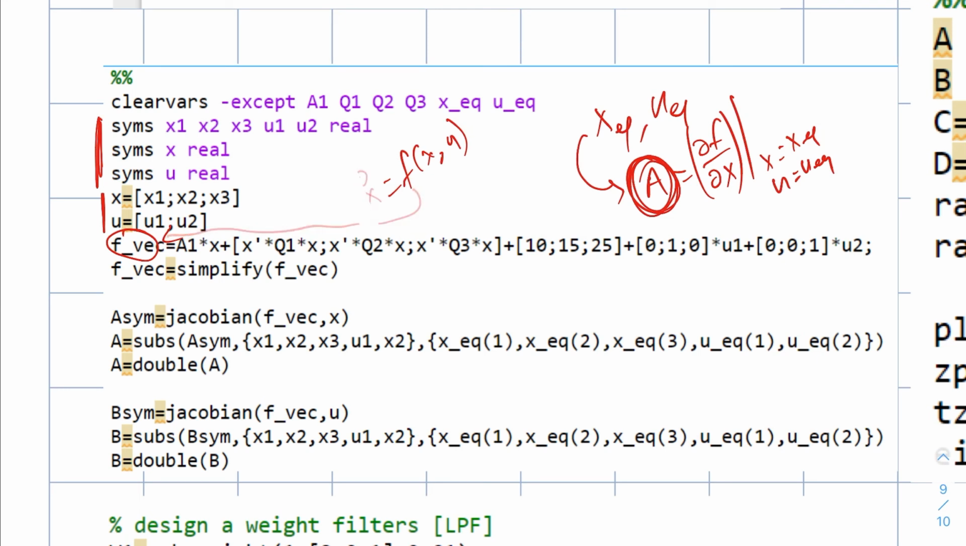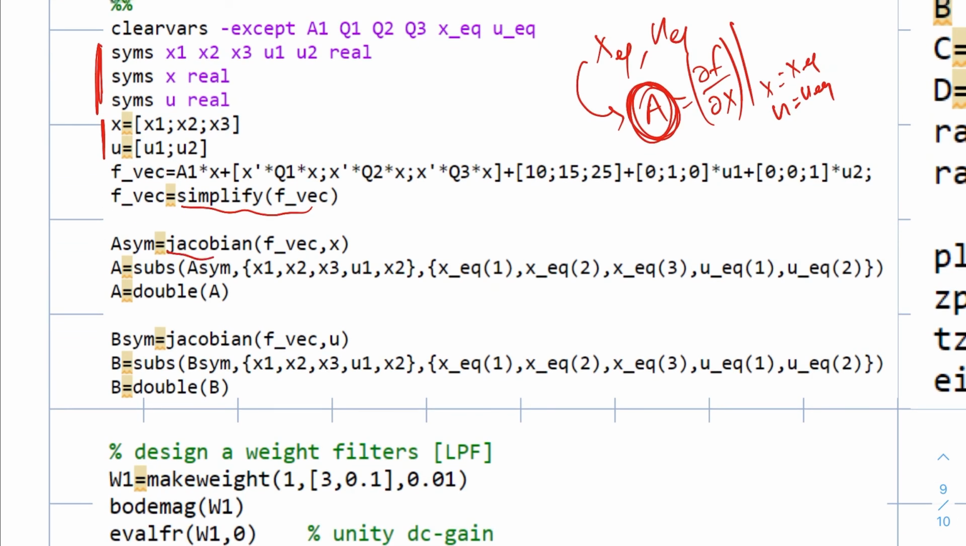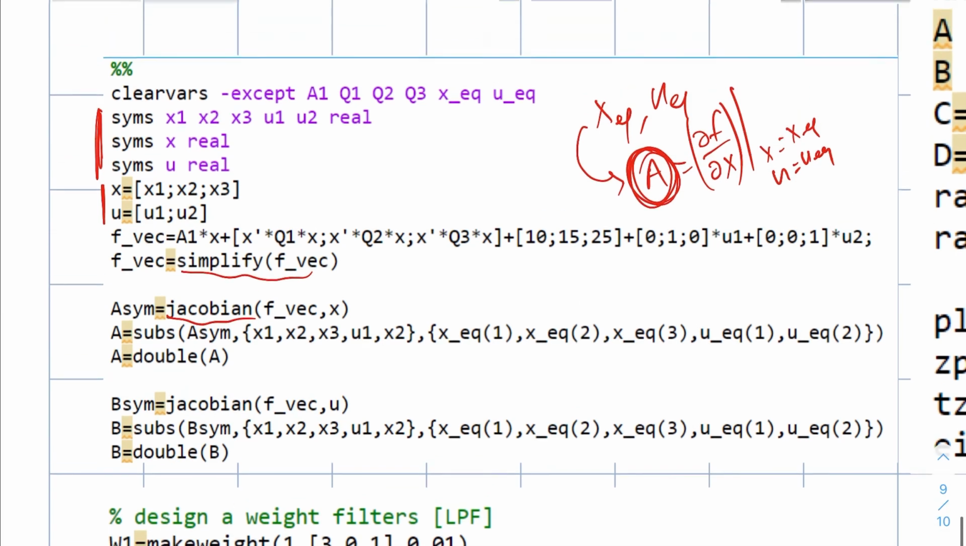This is it. Okay, so it may look complicated, but it's not, right? So this is given, right? This is given. Again, linear terms, second order terms, constant terms, and 2 input terms, right? All right, so maybe you like to use some simplify command, right? And you need to use Jacobian, right?